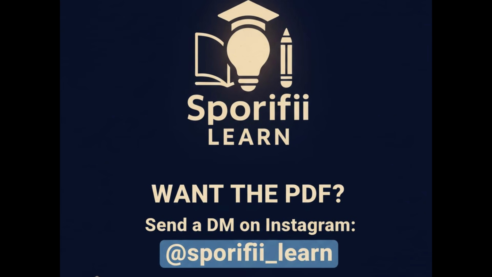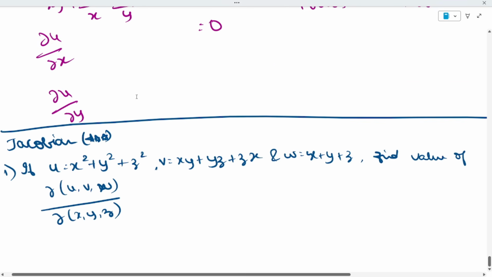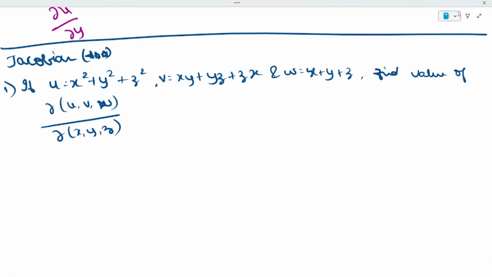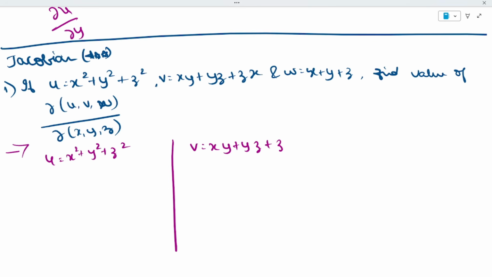Next I'll come up with another. This is one of the easiest concepts again. If you see here, they have given u, v and w. What you need to find is, first you have to find del u, v, w with respect to x, y, z. You have to find the partial derivative. For that, they have given u is equal to x square plus y square plus z square. You write it here. And for v, they have given xy plus yz plus zx. Next, w will be equal to x plus y plus z.